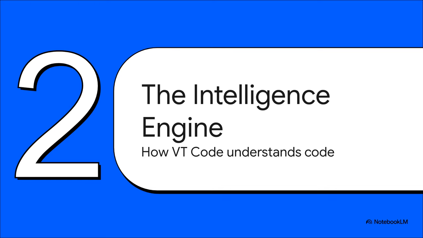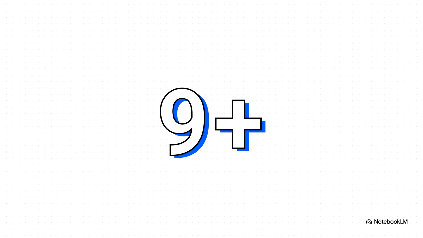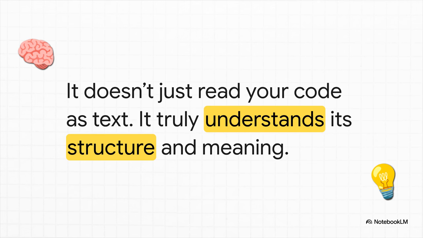Okay, so let's pop the hood and dig into that intelligence engine. What actually makes vtcode so smart? It really comes down to two key things: the flexibility of its AI brain and its really deep understanding of your codebase. First off, and this is a big one, you are not locked into one single AI ecosystem. vtcode supports more than 9 different LLM providers. We're talking the big names, OpenAI, Anthropic, Google Gemini. But here's the crucial part. It also supports local models through things like Ollama. That means you get complete control over your data, your costs, and your choice of AI. Total freedom.